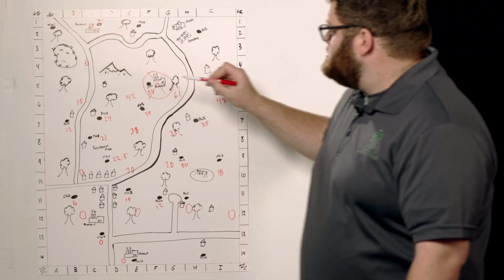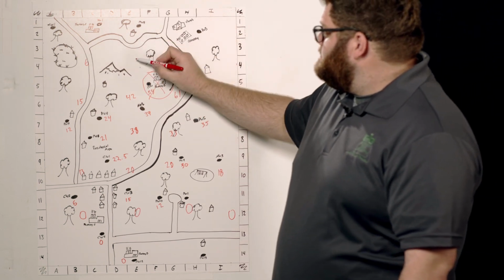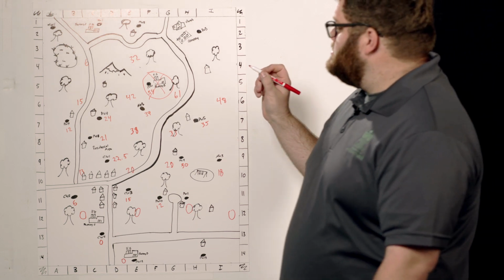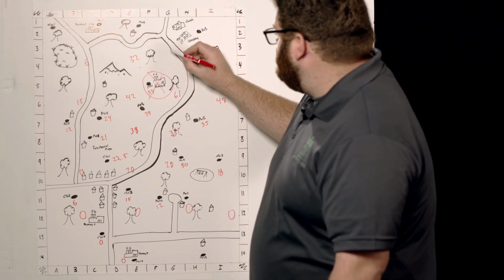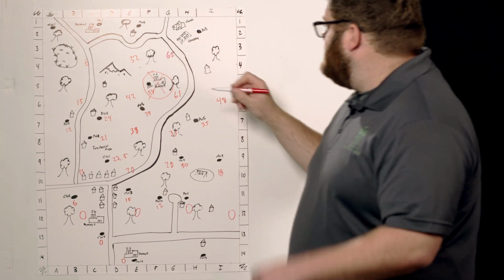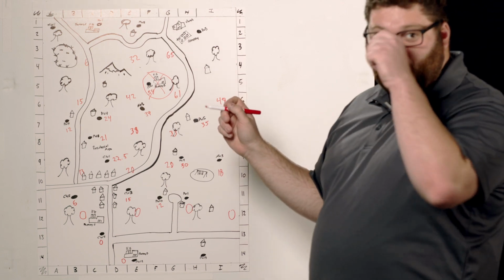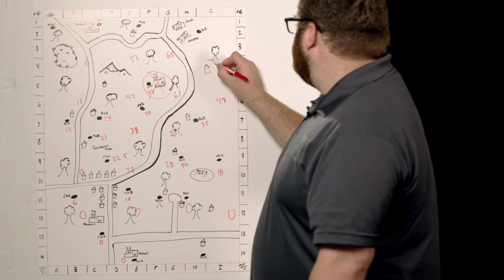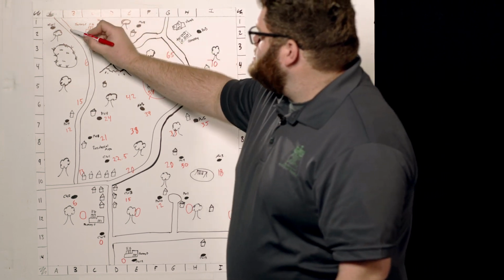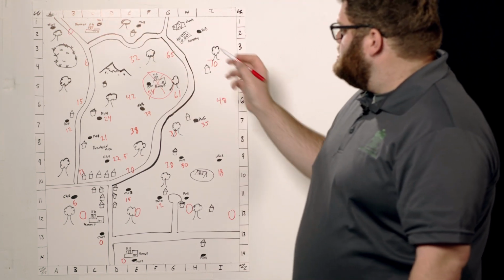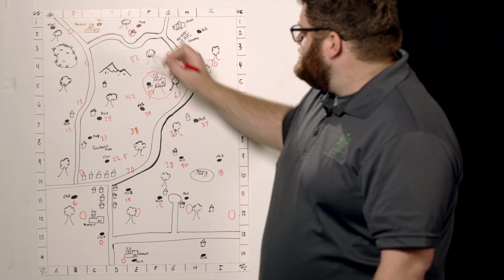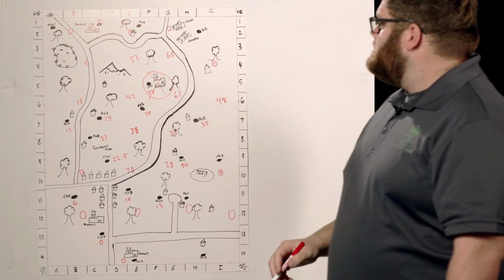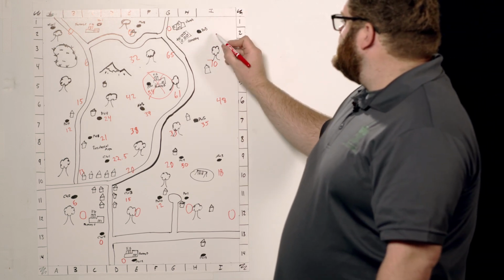B-4 with 6. E-4 with 32. G-4 has 65. I think that's the highest we've had so far. I-4 has 70, so even higher. B-2 is 0. E-2 is also 0. G-2 is 0. I-2 has 78.